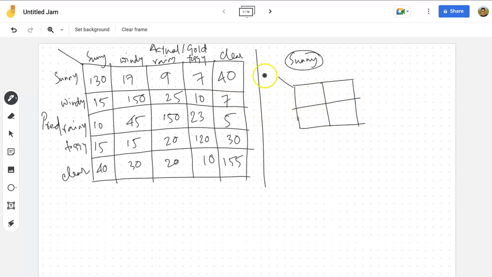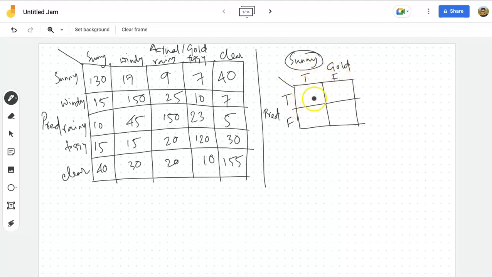Okay, so similarly for this way also, let's mark the column as gold, and these rows are predicted. Let's write it this way: true, false, true, false. So what does true mean? True means your model predicted sunny, and false means your model did not predict sunny. Similarly for gold, true means it is actually sunny, and false means it is not sunny.